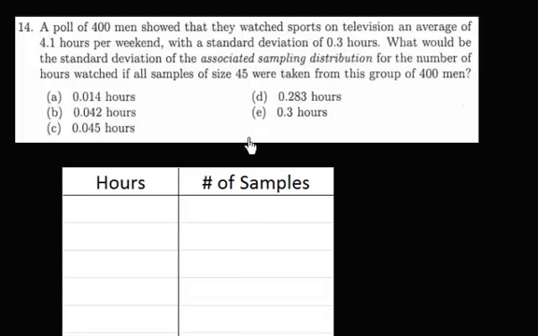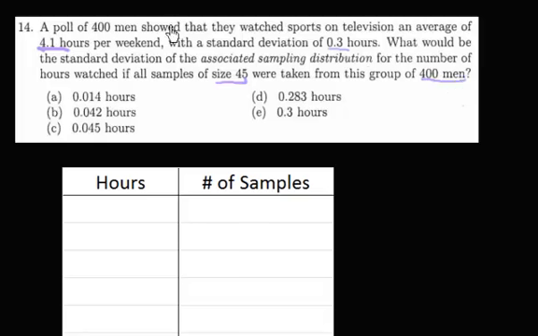Okay, welcome to number 14 from the Spring 2010 final exam. A poll of 400 men showed that they watched sports on television with an average of 4.1 hours per weekend with a standard deviation of 0.3. What would be the standard deviation of the associated sampling distribution for the number of hours watched if all samples of size 45 were taken from the group of 400 men?